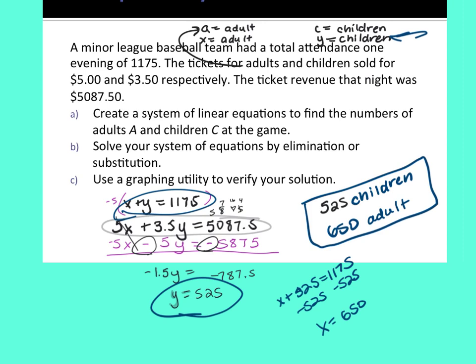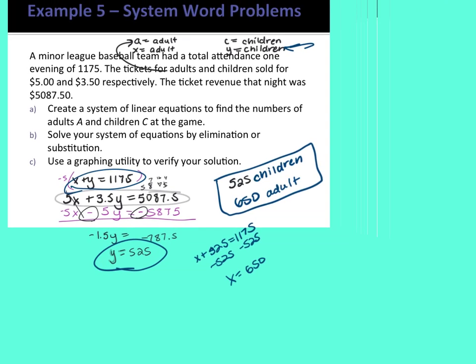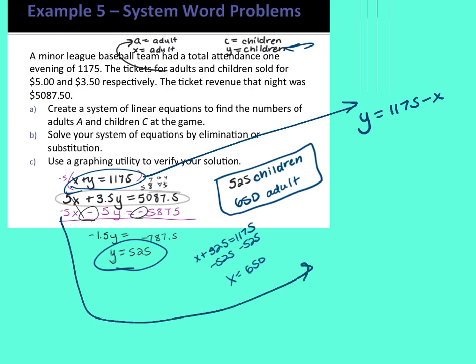You with me so far? Okay, then it said use a graphing utility to verify your solution. So for these, you have to solve them for y. So I'm going to take this top equation over here. I'm going to say y would equal 1175 minus x. The order there doesn't matter because you're going to type it in. And then I'm going to take this one. I'm going to say 3.5y equals 5,087.5 minus 5x. And then divide everything by 3.5.